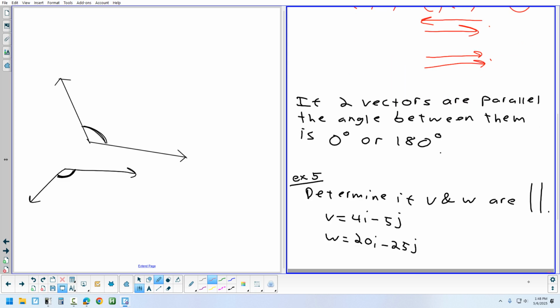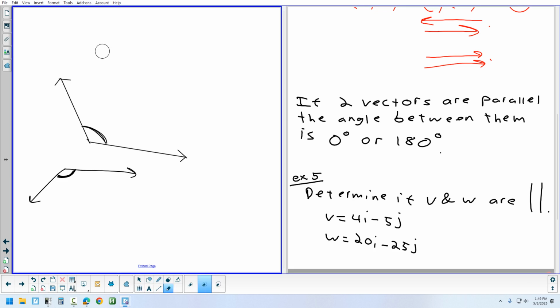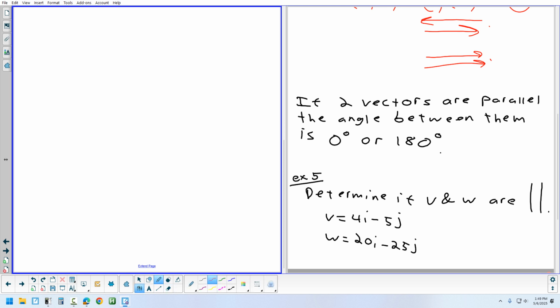Okay. So let's determine if these two vectors are parallel. We have to do the whole problem. There's no shortcut for parallel. What's the first thing you need? The dot product. What's the second thing we're going to need? The length of V and the length of W. And that's the third.